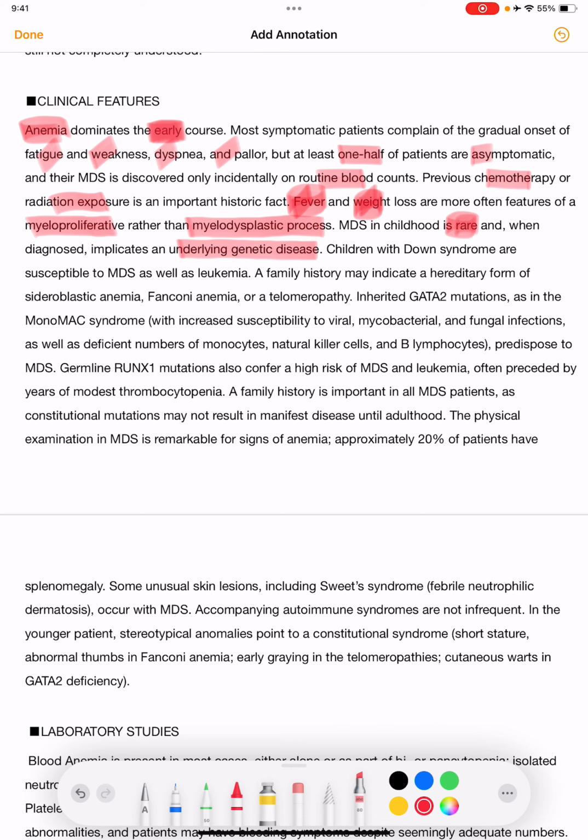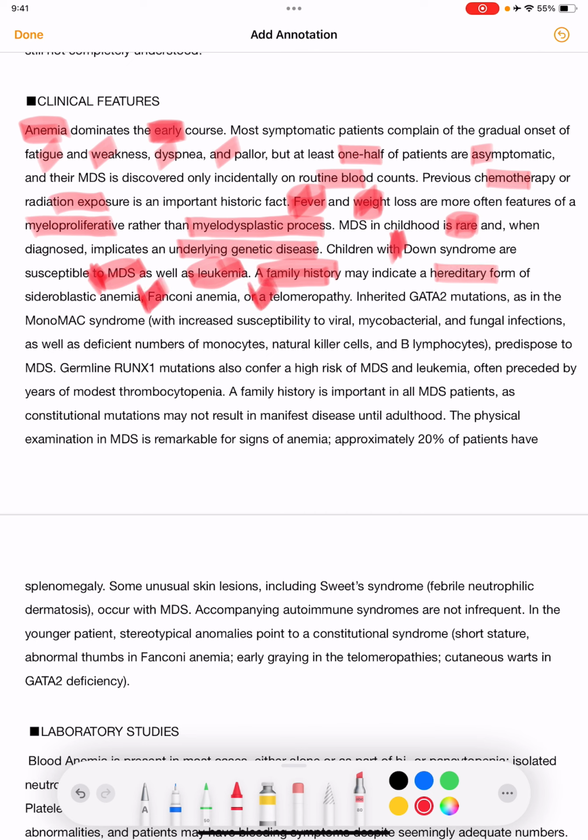Children with Down syndrome are susceptible to MDS as well as leukemia. A family history in children may indicate a hereditary form of sideroblastic anemia, Fanconi's anemia or a telomeropathy.